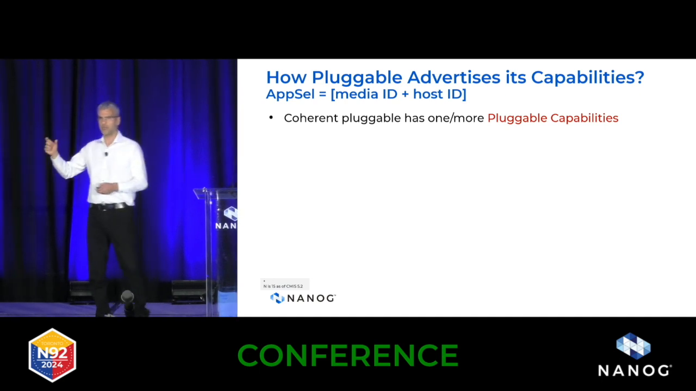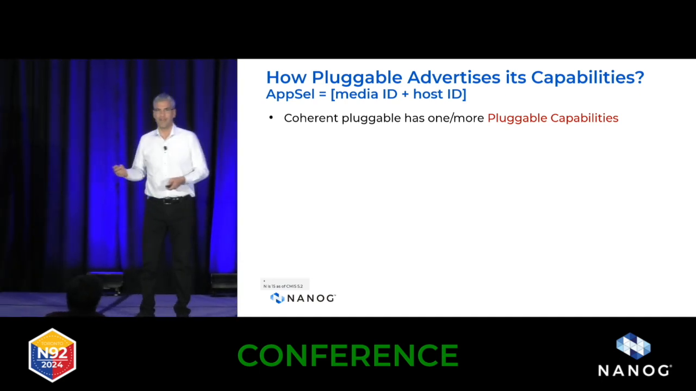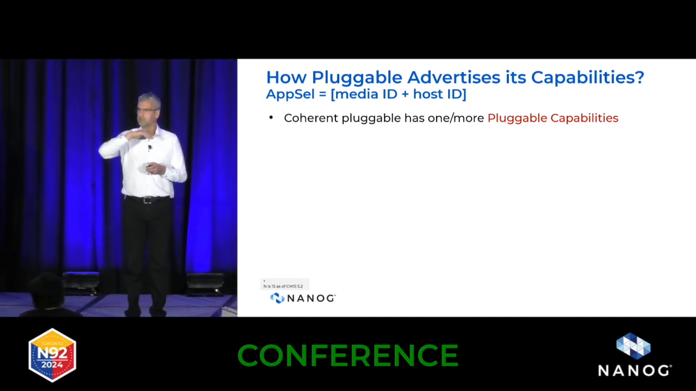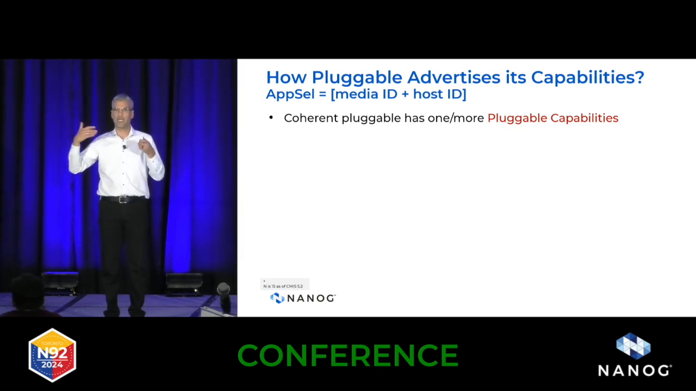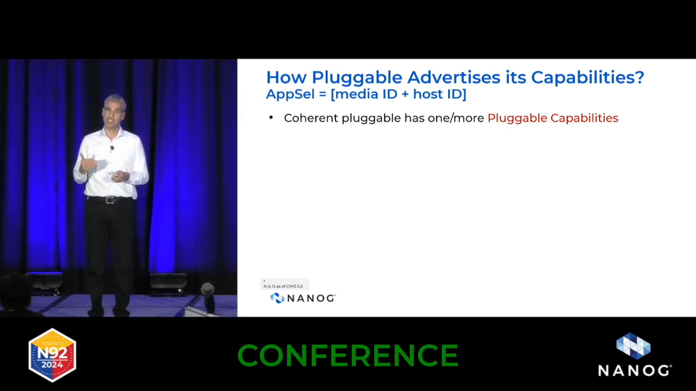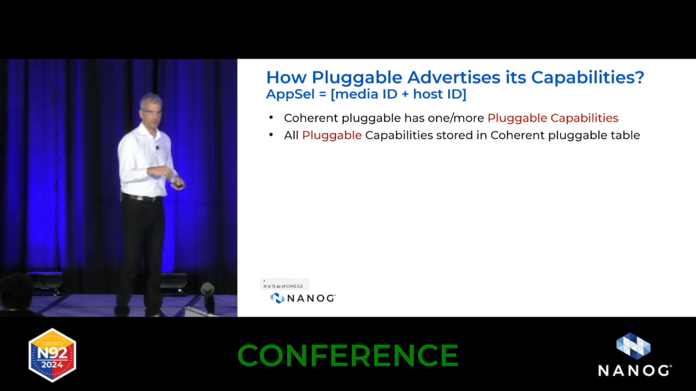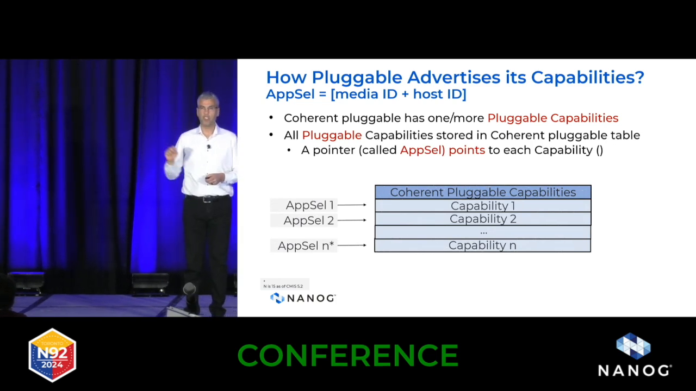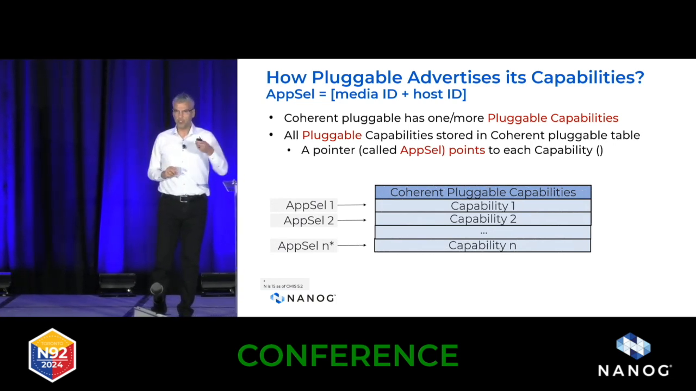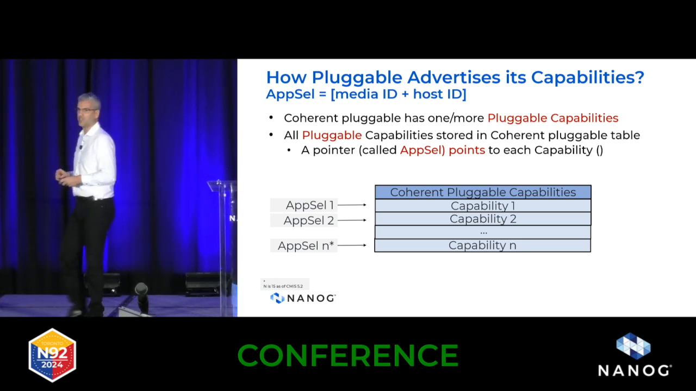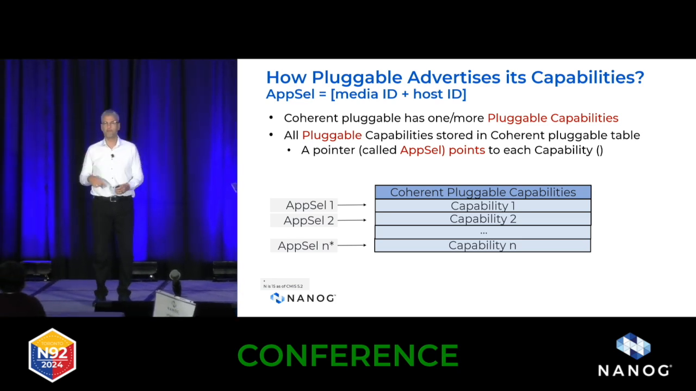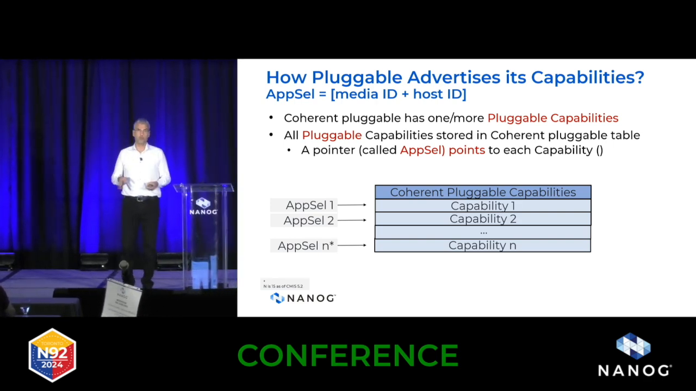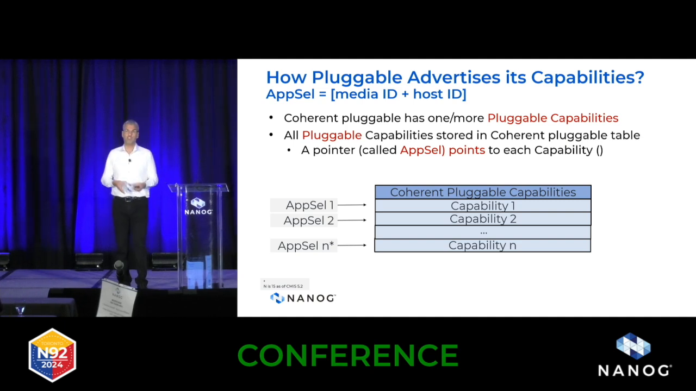A coherent pluggable, as a general rule, supports multiple capabilities. It can support more than 3-4 capabilities. Each of these capabilities is defined with a number, and they are in a table. So basically, I have a table, capability 1, 2 to n. There is a pointer to that, and this one is called AppSel. Again, if you have heard about AppSel 1, 2, 3, 4, it is nothing but just a pointer. AppSel 2 means capability 2. You have to go through capability 2 to see what it means.